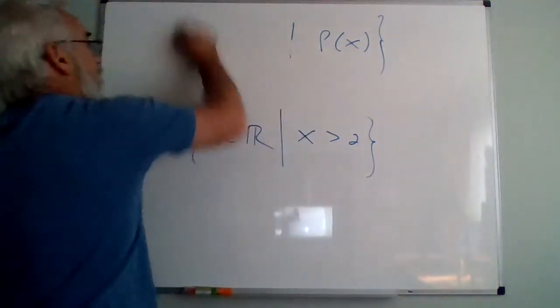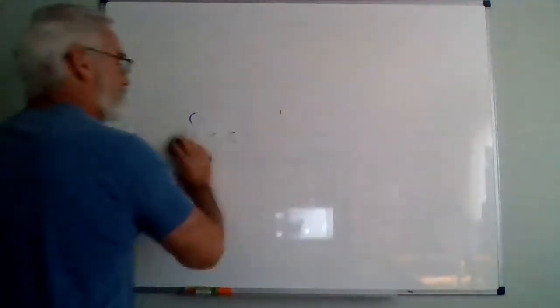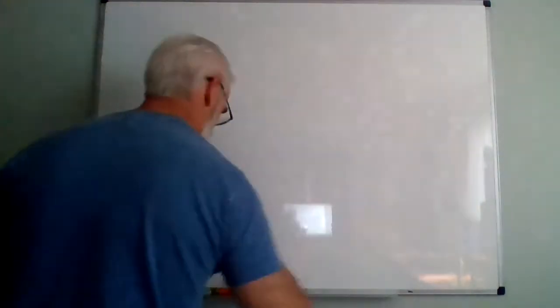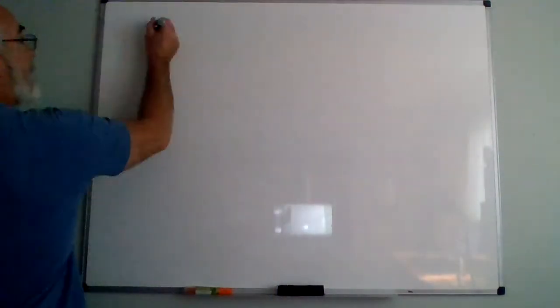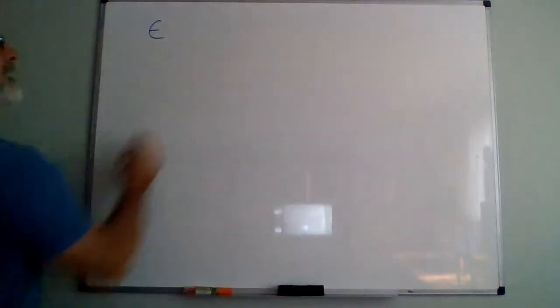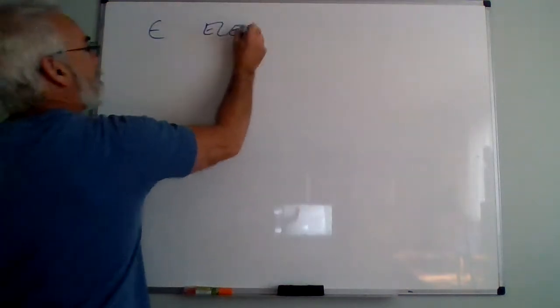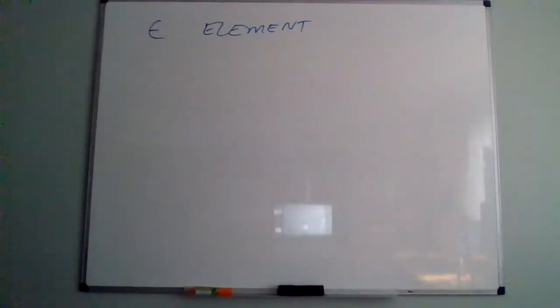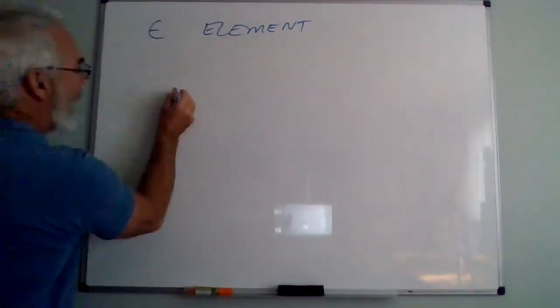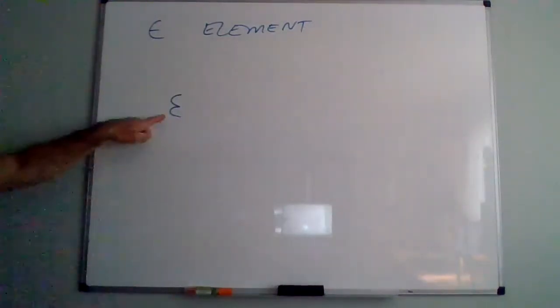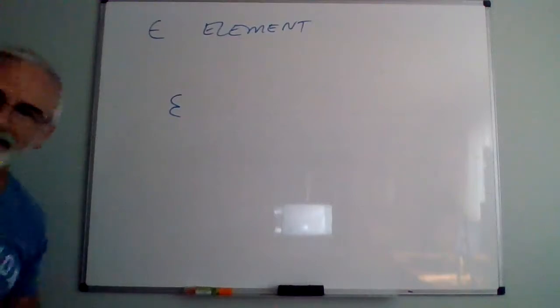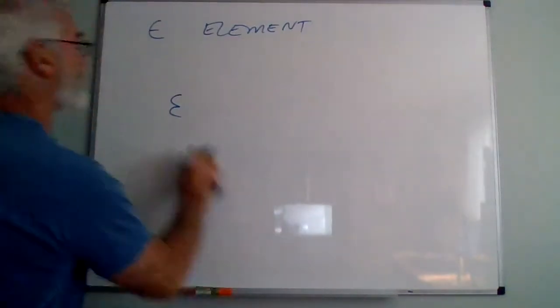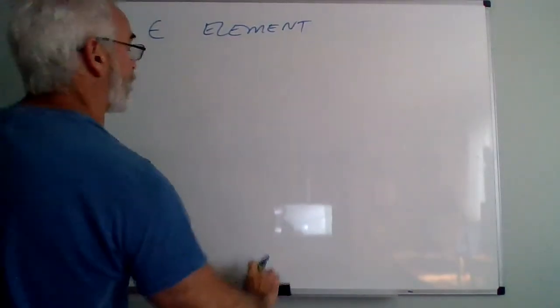Now, from a notation standpoint, I want to introduce a couple of symbols. The first one is that little guy right there, which is called the element symbol. And we're all very familiar with that. The thing is, be careful, it is not this. That's an epsilon. That's something totally different. Never use an epsilon when you mean element.